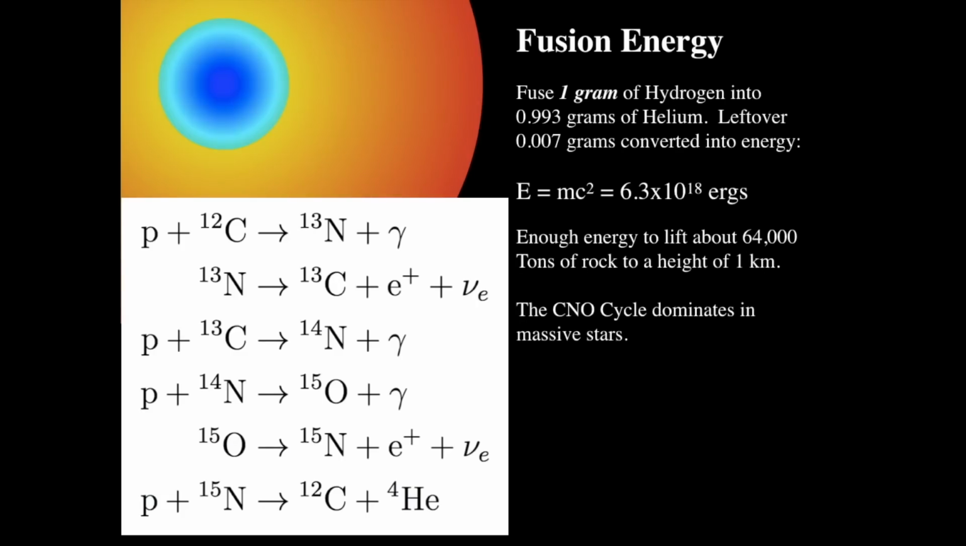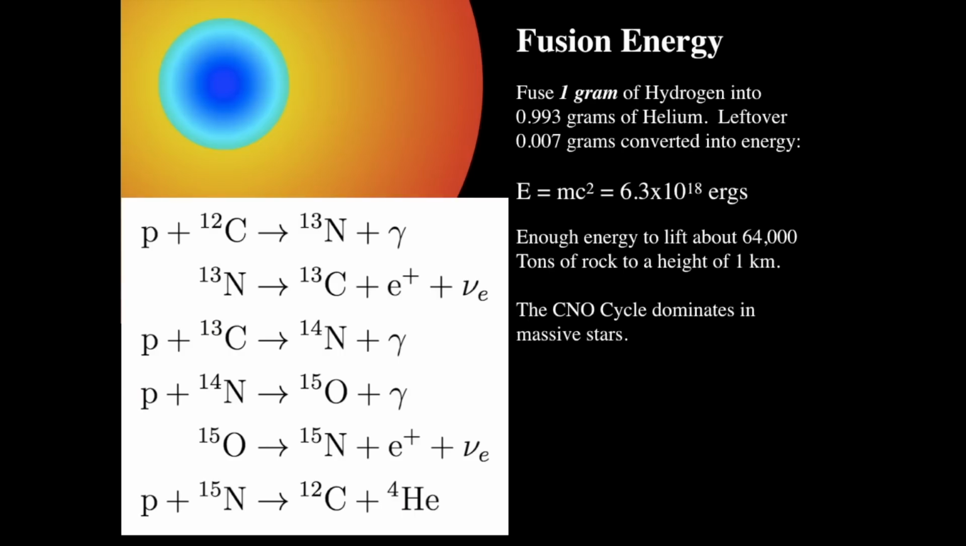Now, this is, of course, inefficient, but it's really interesting to return to the idea of what fusion energy gives you. Remember, when you fuse 1 gram of hydrogen into 0.993 grams of helium, it loses mass. Some of the mass of the 4 hydrogen nuclei, those 4 protons, gets converted into energy. About 0.7% of a gram gets converted into energy. And for every single one of those, that provides 6 times 10 to the 18th ergs, which is a large amount of energy by comparison.